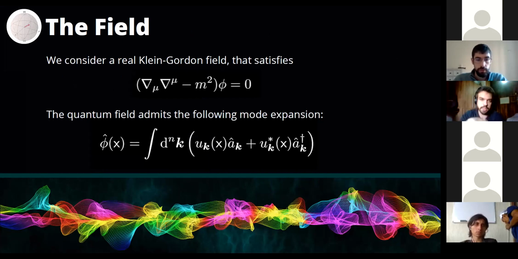The field will be, as I said, the simplest possible relativistic field, the real scalar field. It satisfies the Klein-Gordon equation, with the proper metric convention here. And of course, after you pick a basis of solutions to the Klein-Gordon equation, you can expand this field in terms of these modes and promote the coefficients to creation and annihilation operators that satisfy the commutation relations, right?